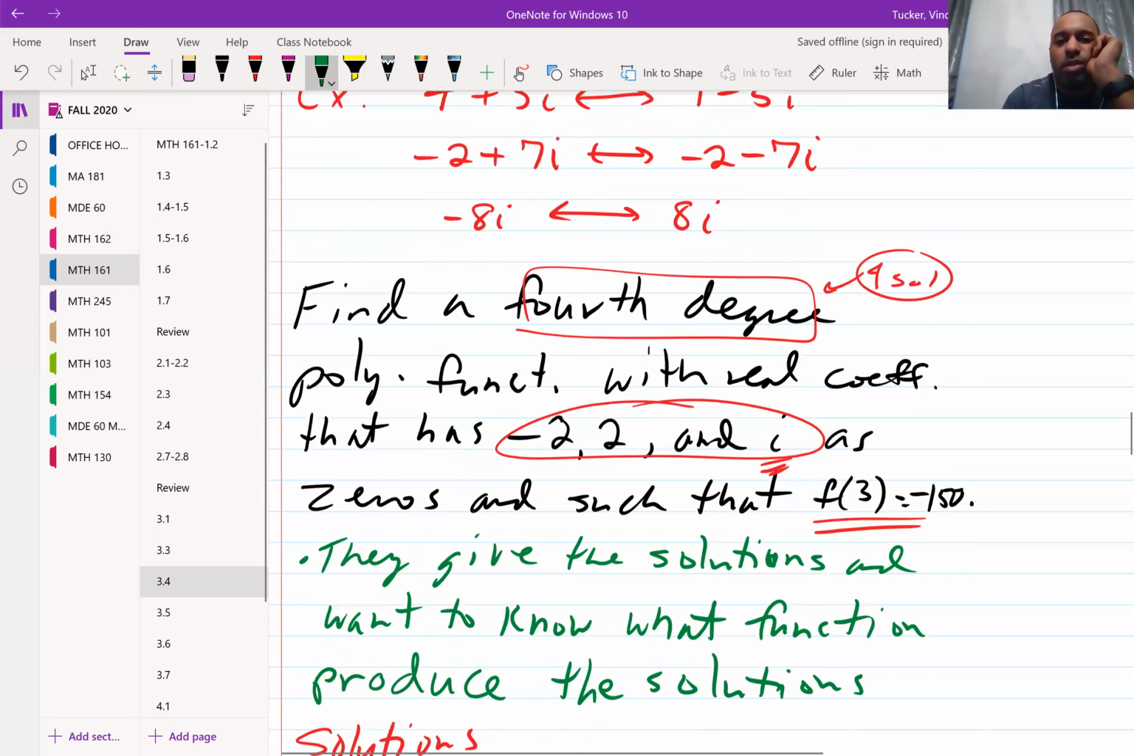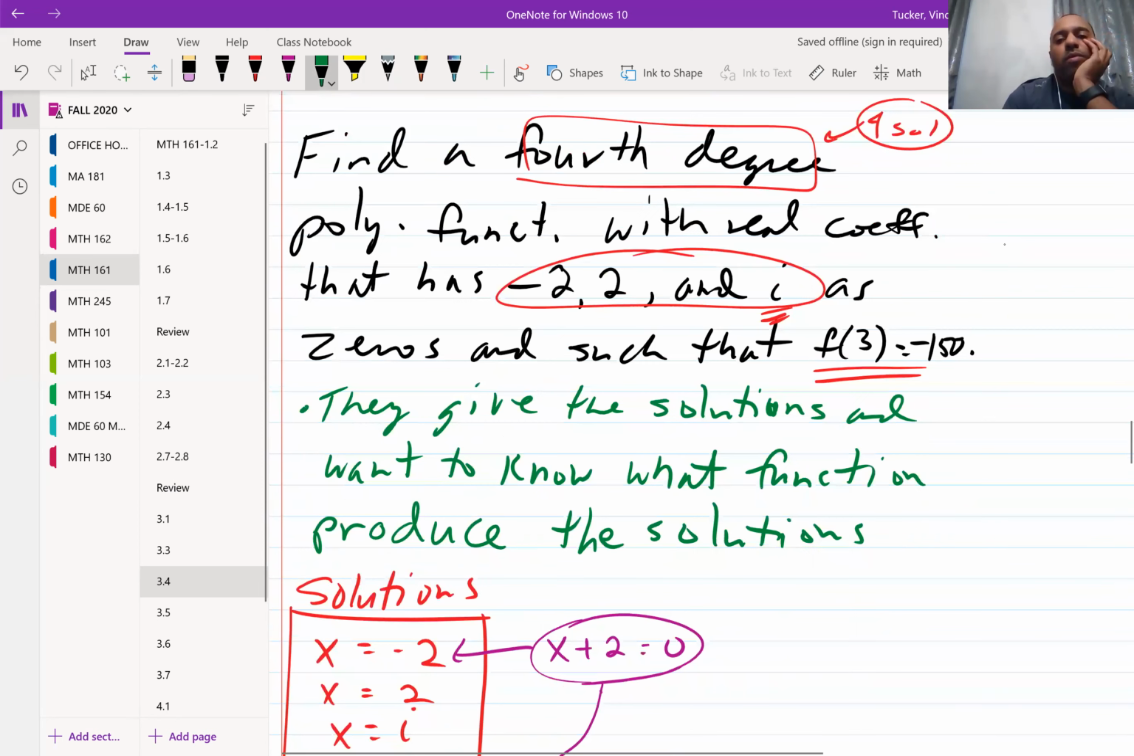Let me check one thing. All right, good. So we want to find a polynomial function that has the highest exponent on a variable as 4 and has these three solutions.